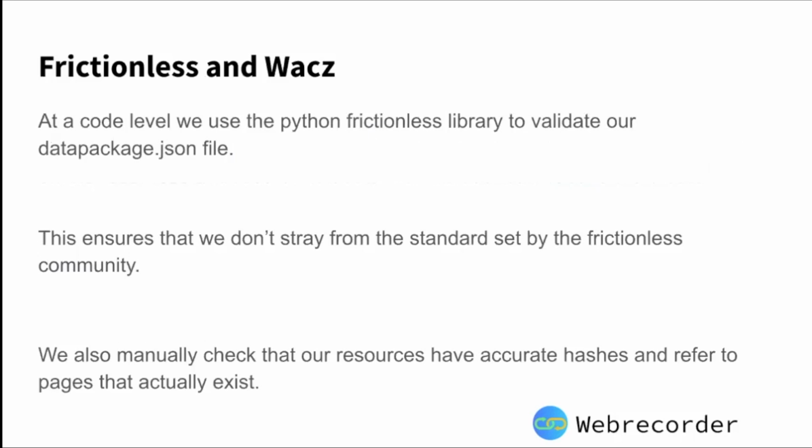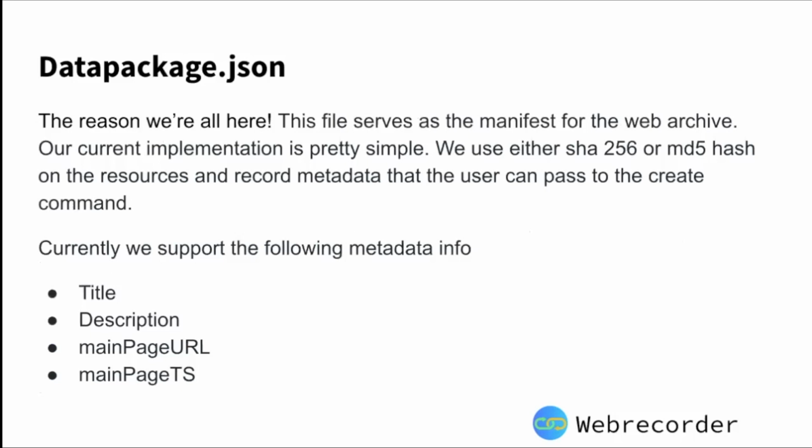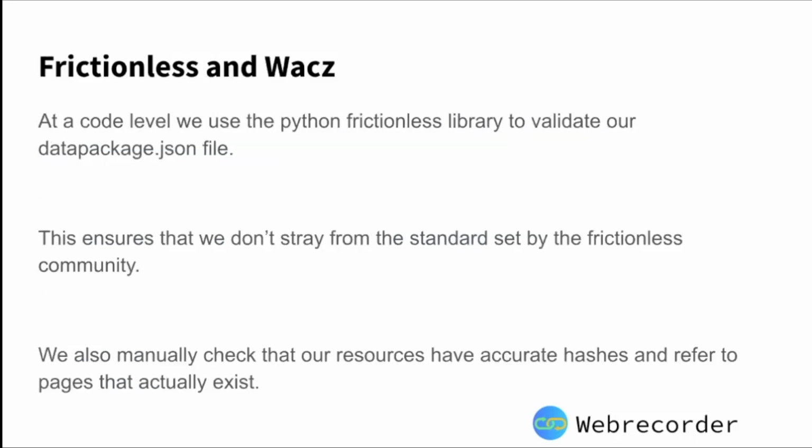This is just a little bit about what we use Frictionless for. We use their library to validate our data package file so that we stay compliant with the community standards. And we also manually check that our resources have accurate hashes and refer to pages that actually exist. This is mentioned really briefly, but you get a hash for all of the objects in the file in this data package. So if you want to integrate it with some sort of fixity system, or you just want to make sure that things have stayed free of data rot, you can use the datapackage.json file to check the hashes.